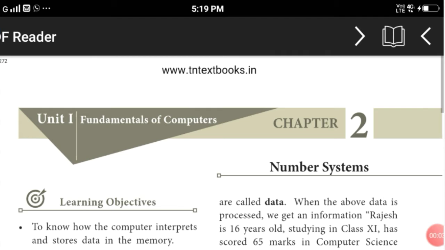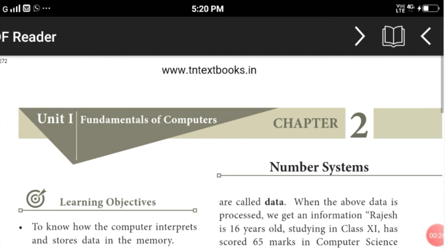Today we start the 11th computer application, unit 2. One unit is already complete. In 11th computer science and computer application, the same concept is there. The first unit is complete, and this is the second unit of computer application: number system. That is the difference.